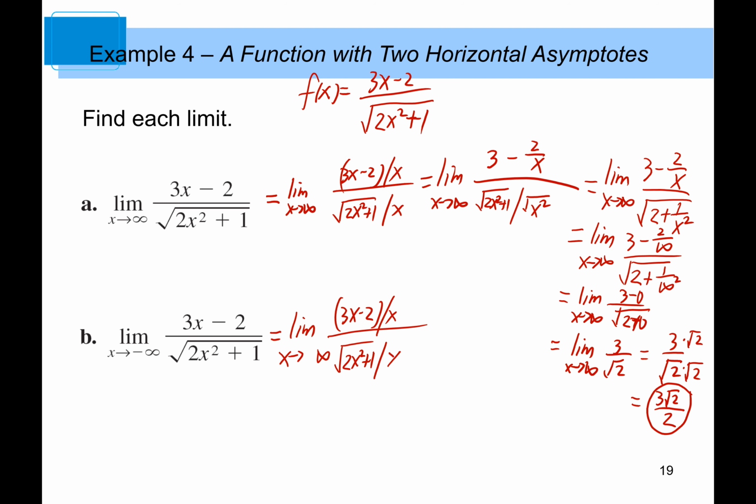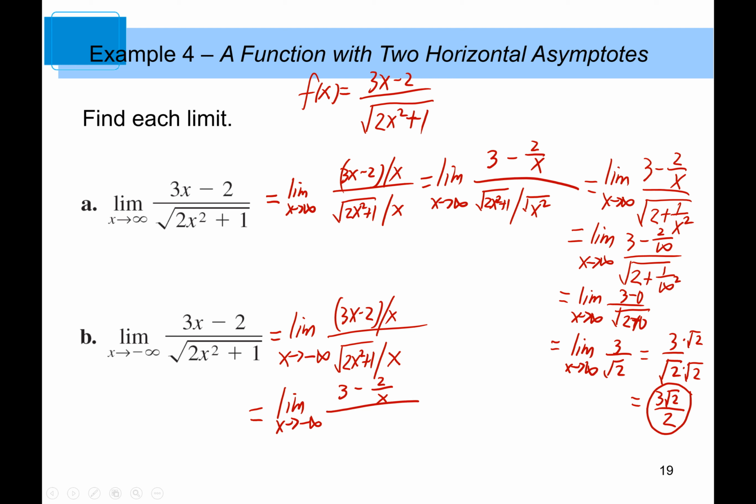In this case, since x is negative, the numerator stays as it is, no change. It's negative infinity, negative infinity. So we got 3 minus 2 over x.